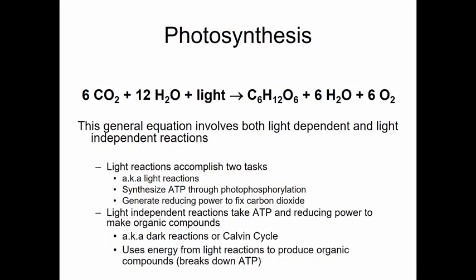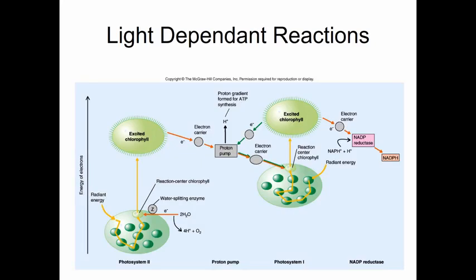The light-independent reactions are sometimes referred to as the dark reactions or the Calvin cycle. All means the same thing. The whole point of the light-independent reactions is to take that ATP and the NADPH and convert it into making organic compounds. In this case, think glucose. Okay? So two sets of reactions to accomplish this process.